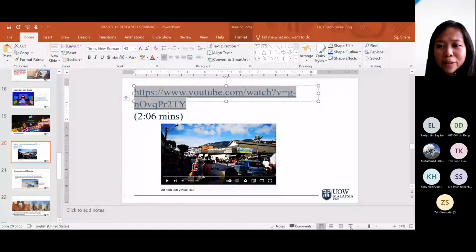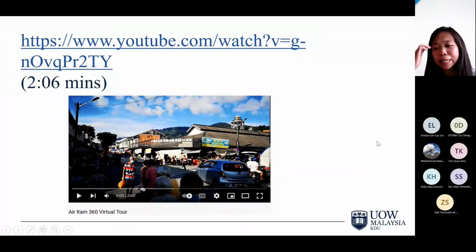This My Home Air Itam is actually an initiative by the State Assemblyman from Air Itam. And recently they also started to introduce it in a different way, like a teaser, to make tourists get interested in a destination.